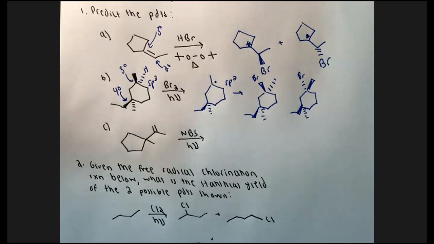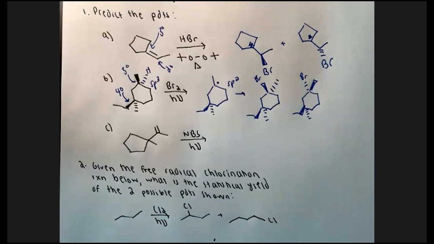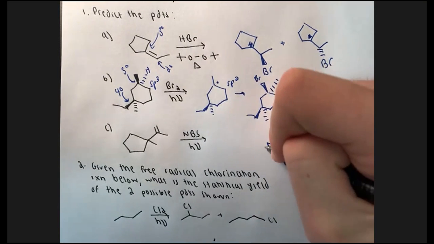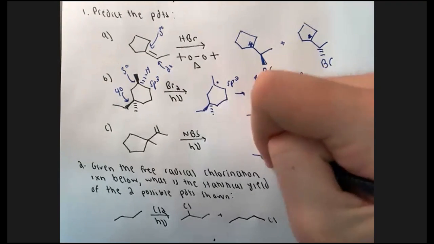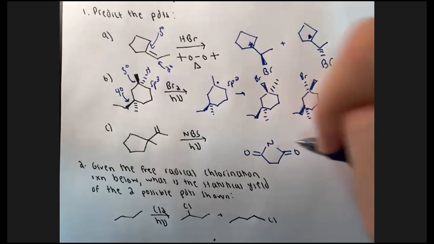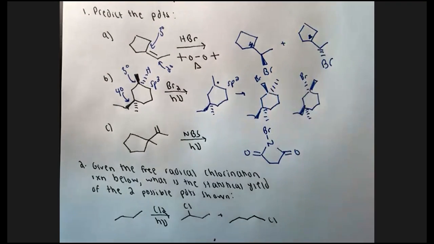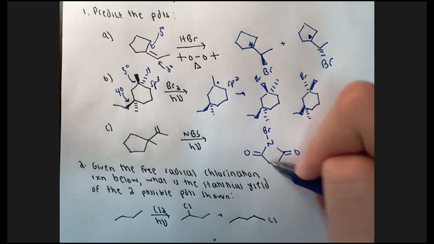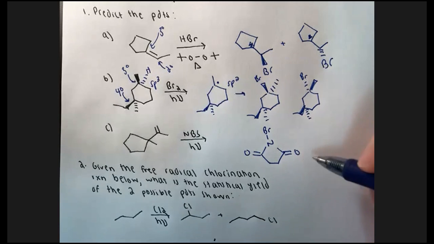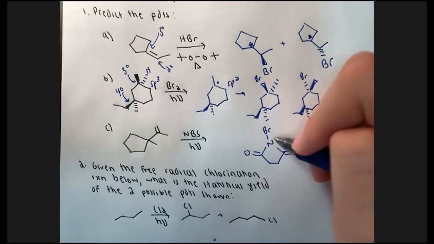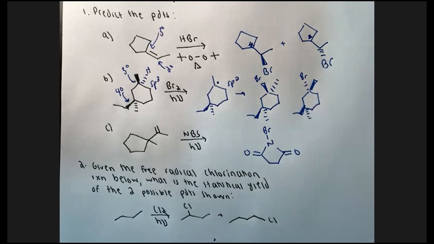Okay, next one, NBS and H-nu. So that is an allylic bromination. So we know that, we don't know the mechanism, but I think some key things to just go over real quick is that N-bromosuccinimide has this Lewis structure, probably should know it. It comes from succinic acid, okay? So that would be a 4-carbon carboxylic acid. And it's succinimide because it's an amide, and bromo because the bromine is attached to the end. Okay, so that's where that name comes from.